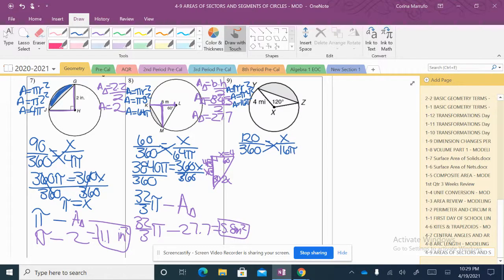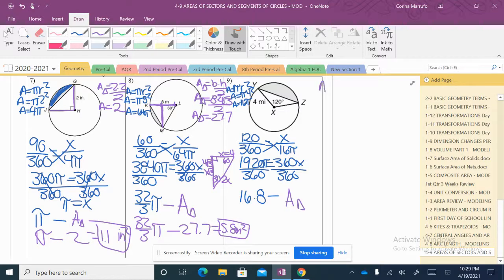Cross multiply, so 16 times 120 gives me 1,920 equals 360x. We divide both sides by 360 to solve for x. And so 1920, I'm going to go ahead and just put this as a decimal already. Divided by 360, that gives me 16.8. Okay. Now we need to subtract the area of the triangle.